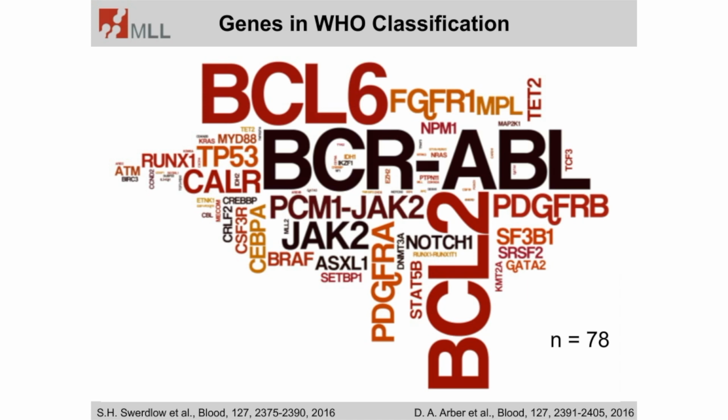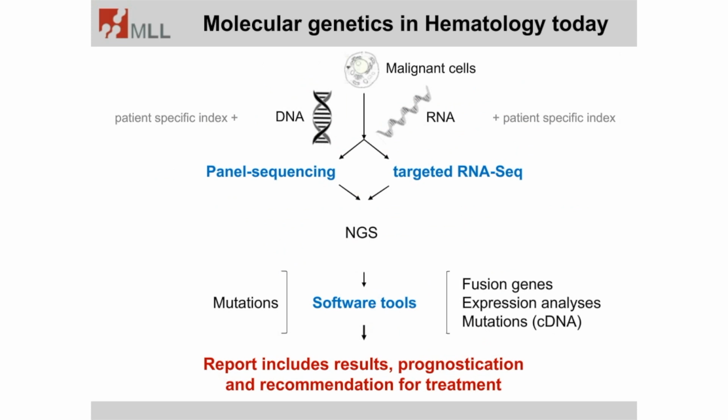That means if you are going to go for any kind of diagnosis following the updated and recent WHO classification systems, you have to have in-house a lot of molecular tools and assays to really be able to classify those diseases. Now, having said that, the molecular genetic approach in hematology today depends on two different workflows. The first one, starting with the malignant cells after Ficoll or lysis, is using DNA, and the other one is using RNA.